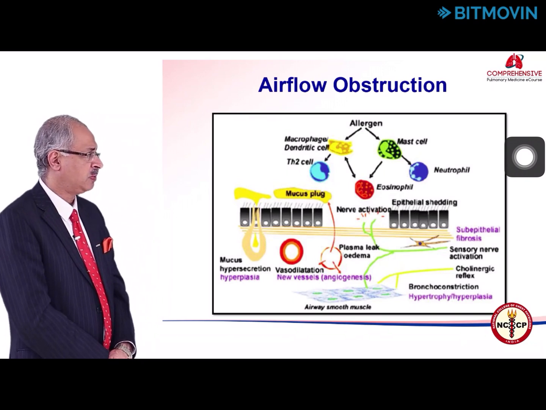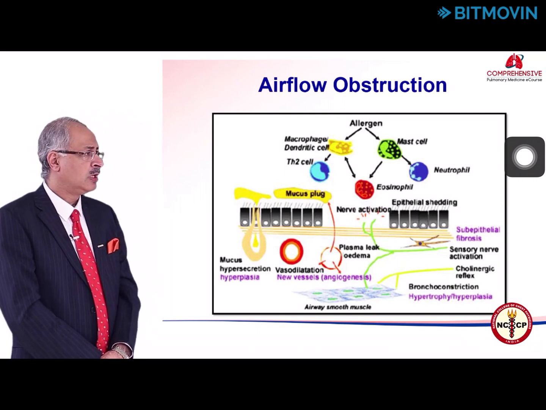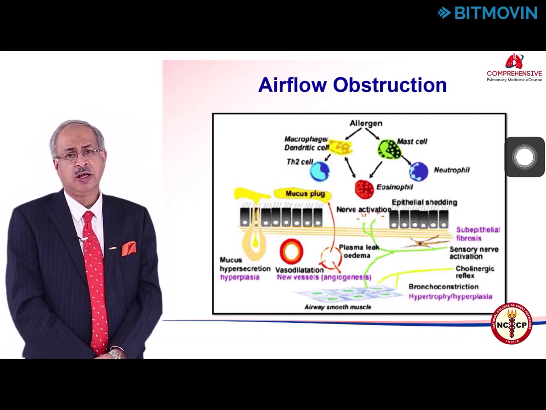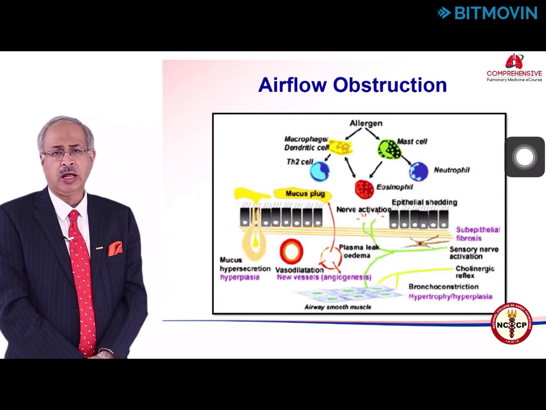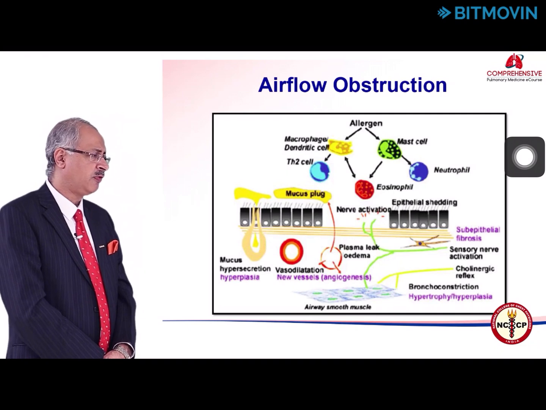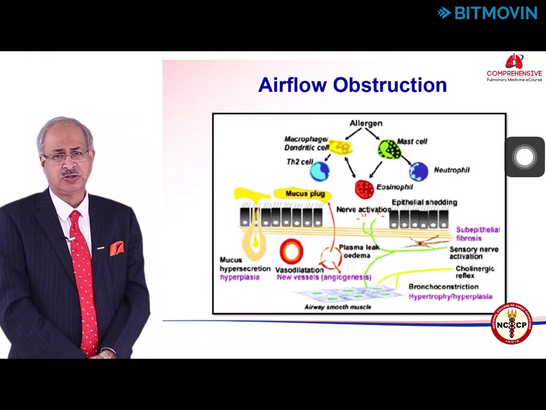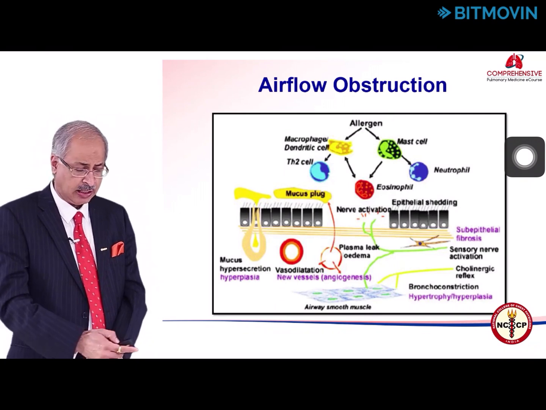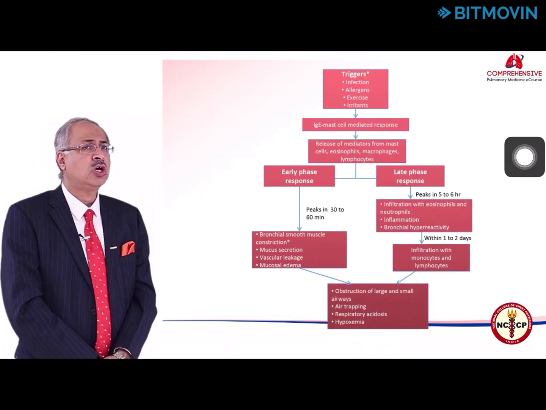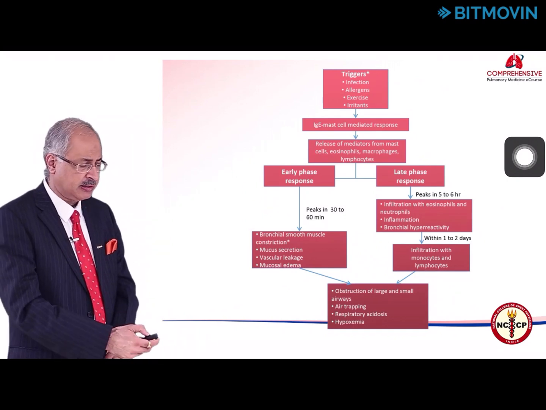You have mucus plugging, nerve activation, epithelial shedding, and subepithelial fibrosis as a result of remodeling, leading on to permanent airway obstruction. And the net result of all this is airway obstruction, inflammation, and persistence of symptoms, which are there in cases of asthma. So, to summarize, this flow diagram summarizes it completely.